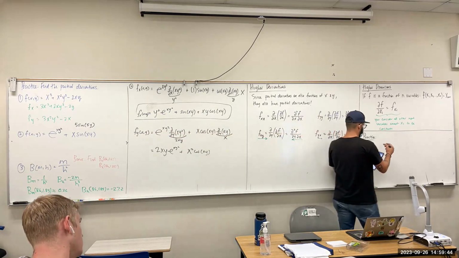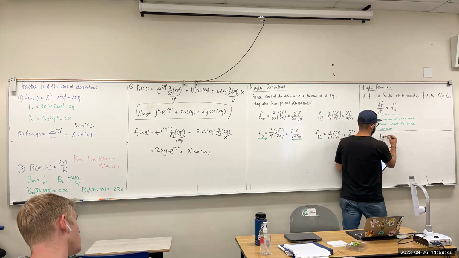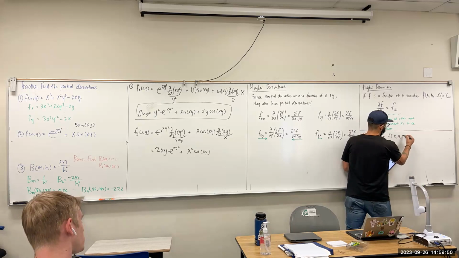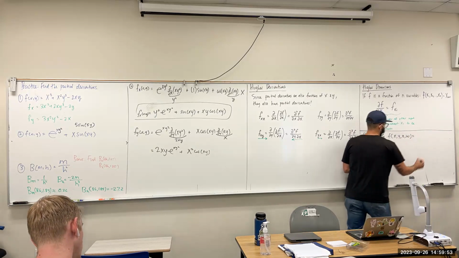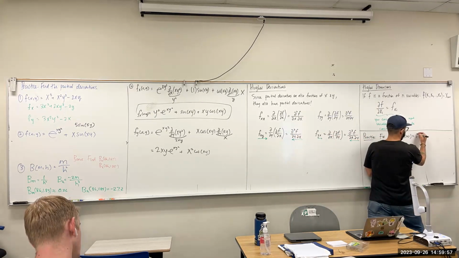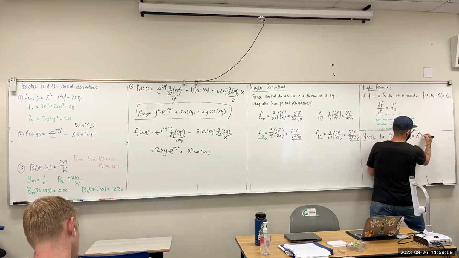All right, so for f of x, y, z, w, where this is just a big fat monomial, x squared, y cubed.